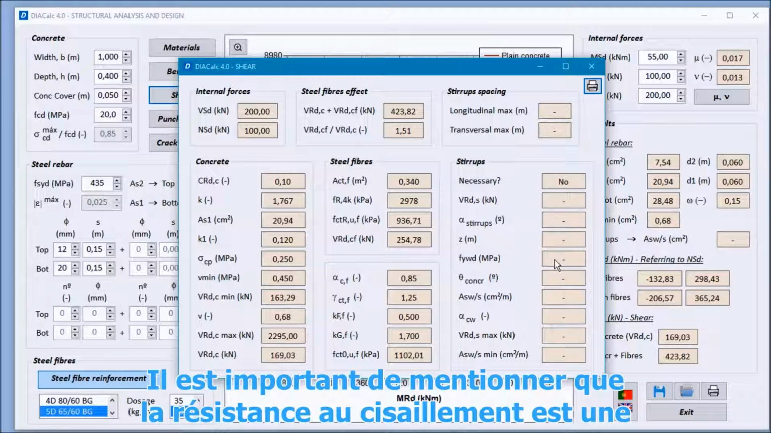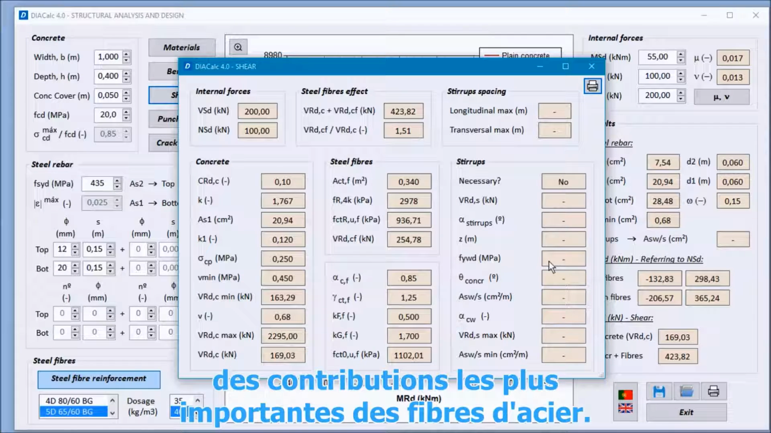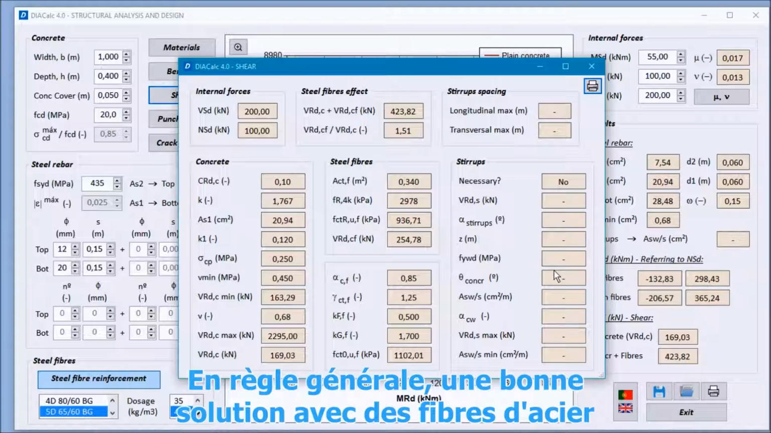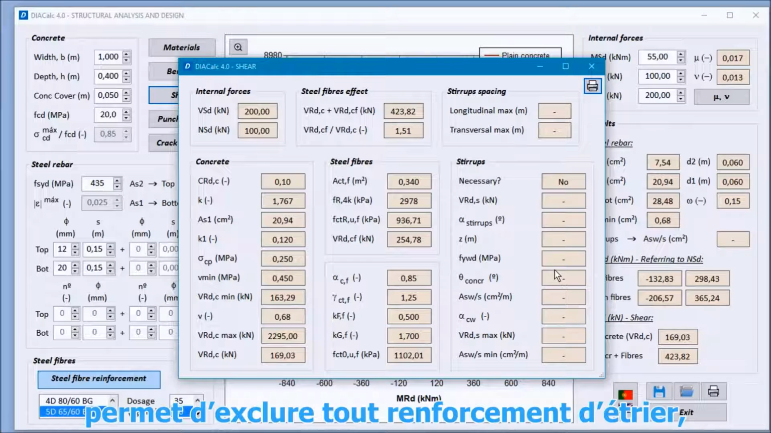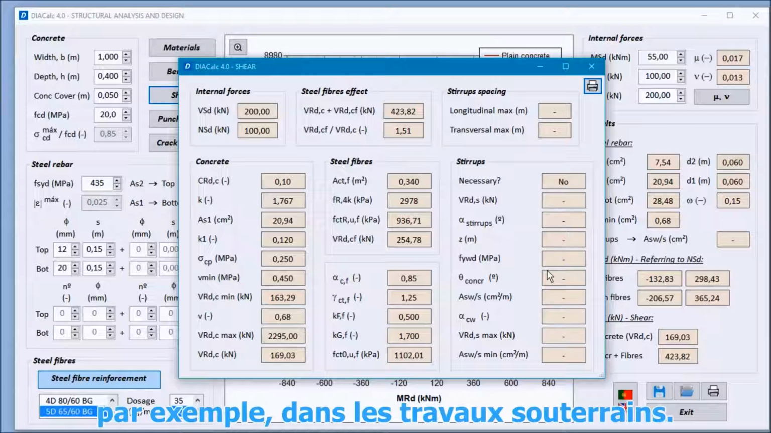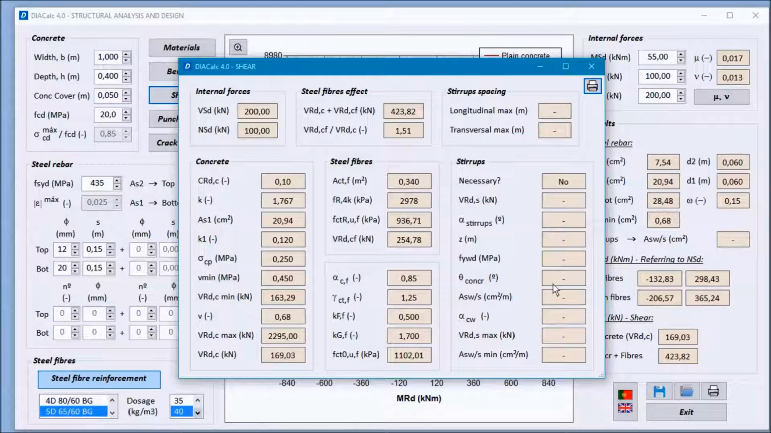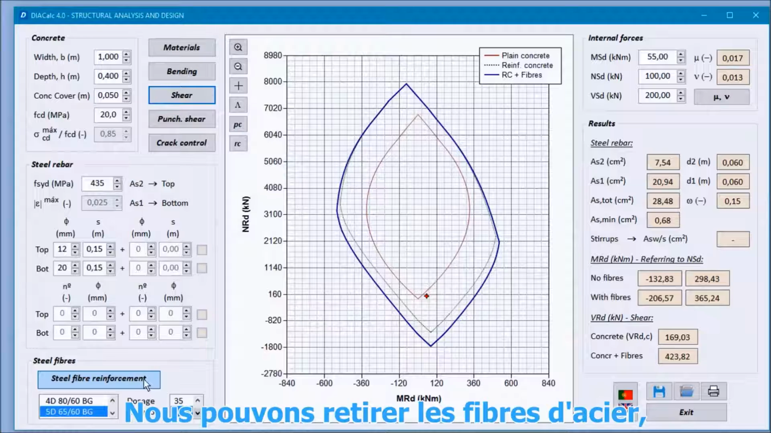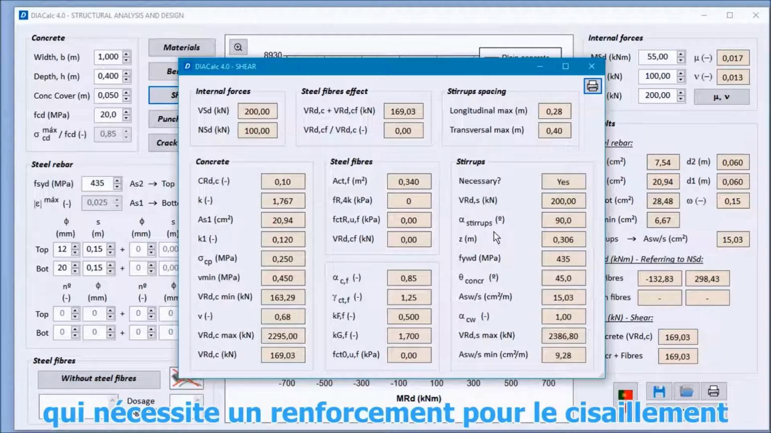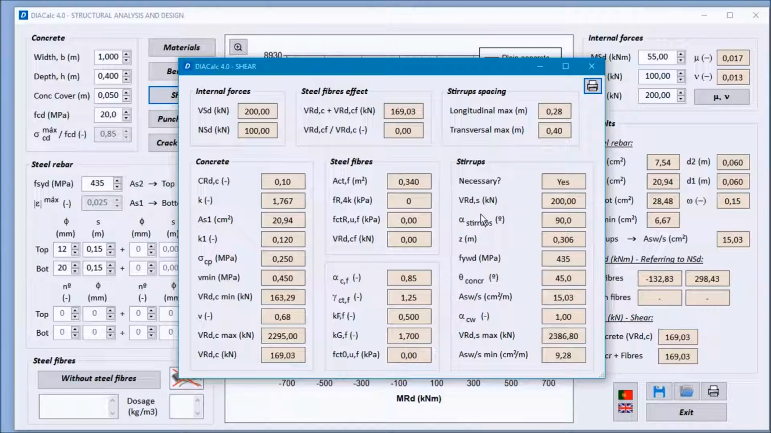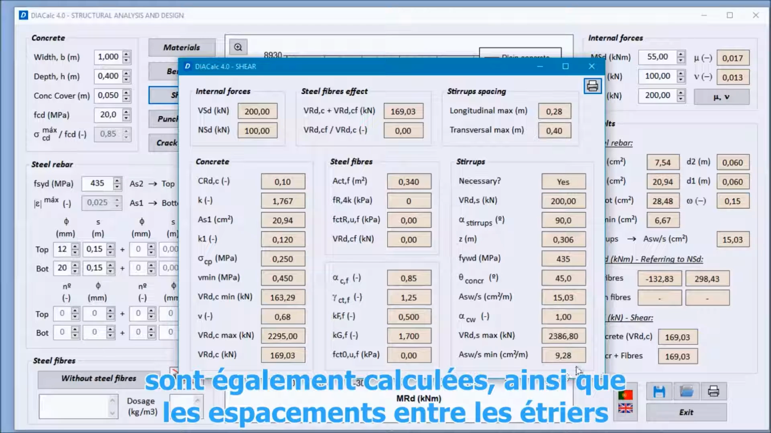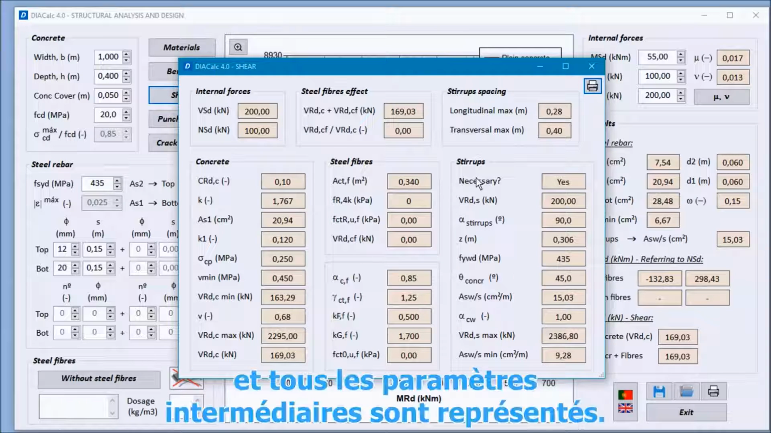It is important to refer that shear resistance is one of the most important contributions of steel fibers. Usually, a good solution with steel fiber allows not to consider any stirrup reinforcement, which is very important for certain situations, for example, in underground works. We can take out the steel fibers just to see a situation that requires shear reinforcement, and as can be seen, minimum reinforcement values are also calculated, as well as stirrup spacings, and all the intermediate parameters are shown.